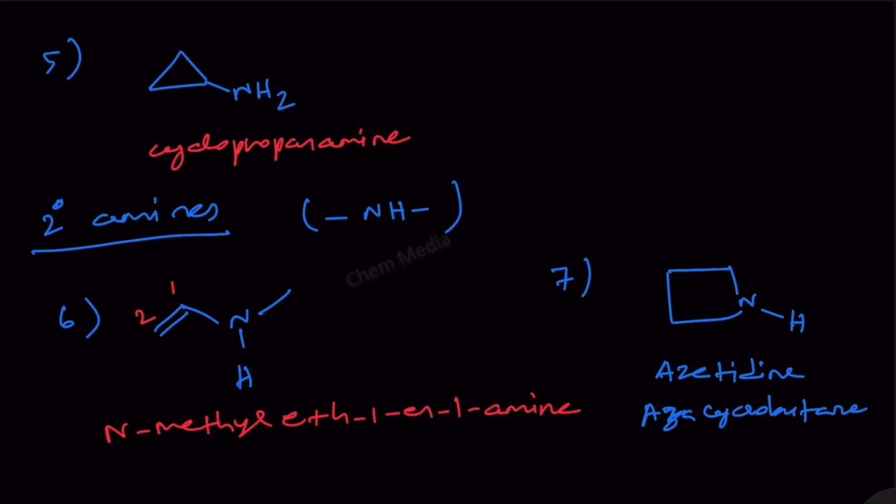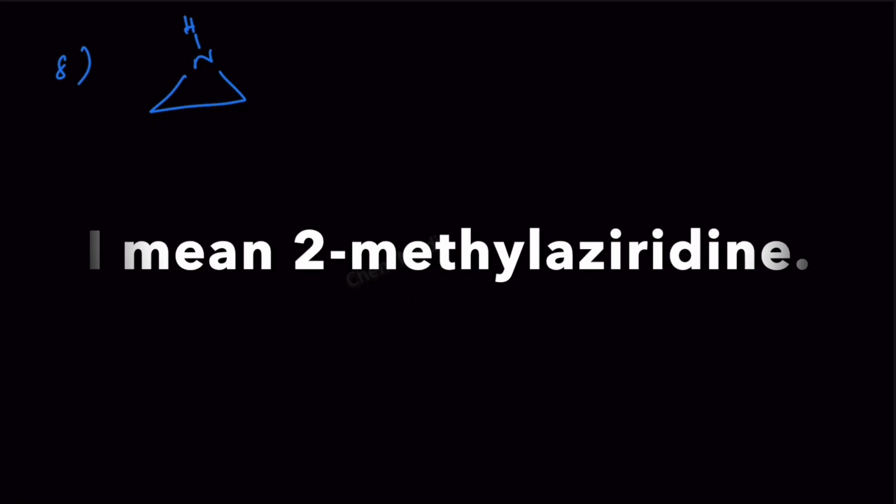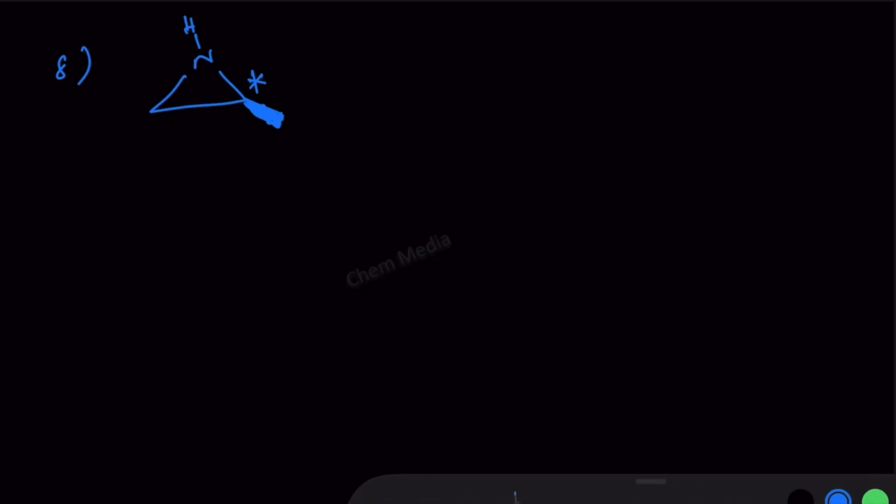But the preferred IUPAC name is this one. And then number 8, we can also write methyl aziridine, but that is going to have a chiral center. So this is methyl aziridine. So we have a chiral center here because there is a hidden hydrogen and then methyl group and then NH on one side and then CH2 on the other side, isn't it?